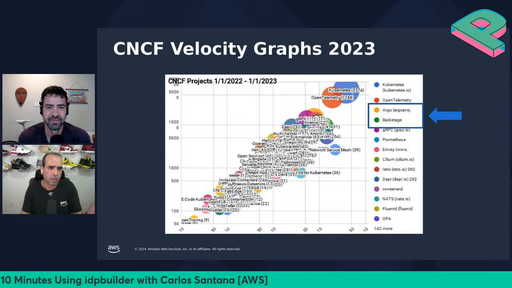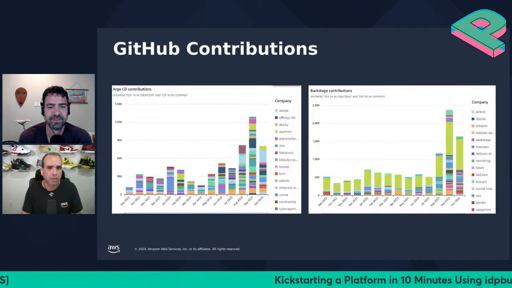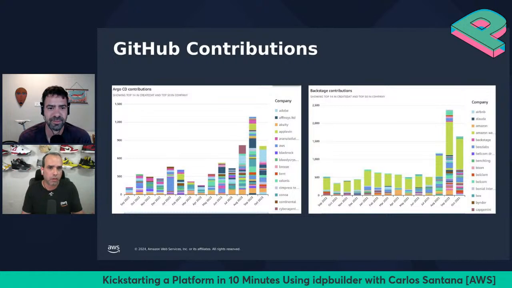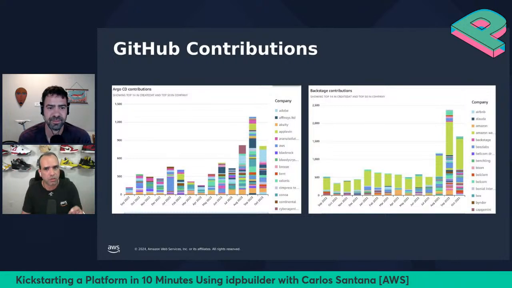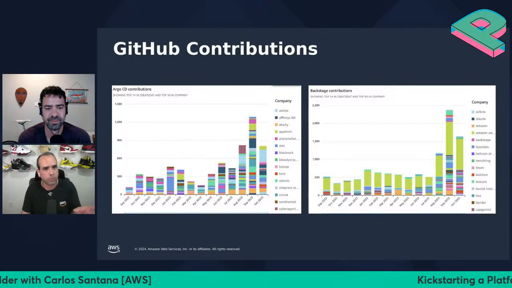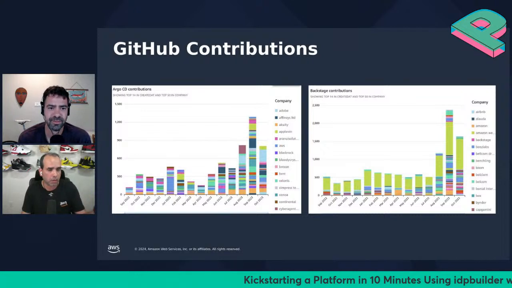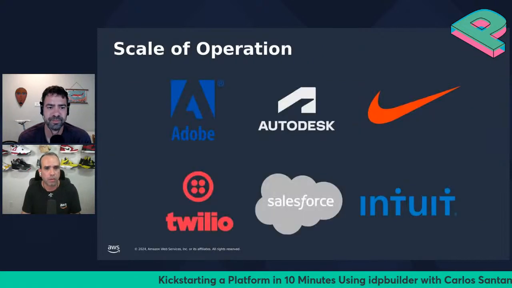So we're picking some of them, like Argo and Backstage, which are up there with OpenTelemetry and Kubernetes. This shows the GitHub distributions of companies contributing to Argo CD and Backstage. So it's not just an ISV or one single company creating these two projects. A lot of companies are contributing to them. That's why they're the top projects.